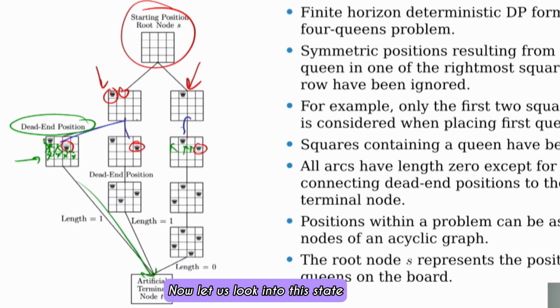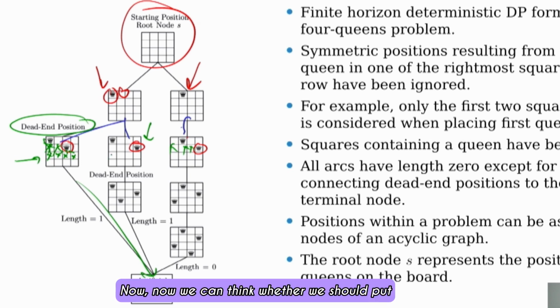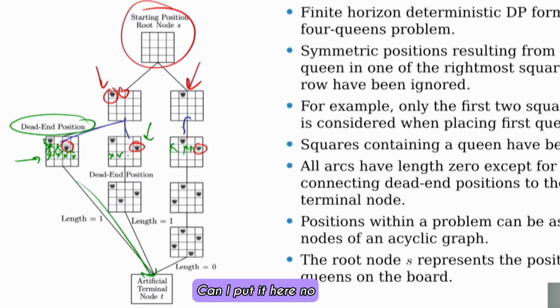Now let us look into the second option, which is this one. Should I put the queen here? No, I cannot put it here. Can I put it here? This looks okay. Can I put it here? No, because this will be killed by this. I cannot put it here as well. So this is what is done here. This queen is here. Okay, so this is one valid possibility.